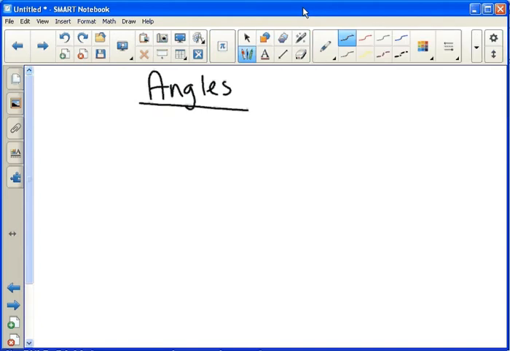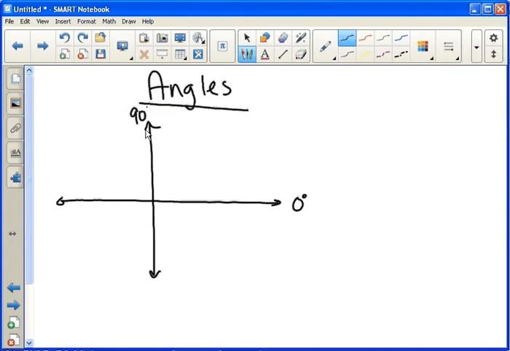So I'm going to draw what basically looks like a coordinate plane. And here's how we work this. This is the starting point over here, and it's 0 degrees. And then up here is 90 degrees. Over here's 180 degrees. Here's 270 degrees. And if you keep moving that direction, this can also be called 360 degrees. Goes all the way around.